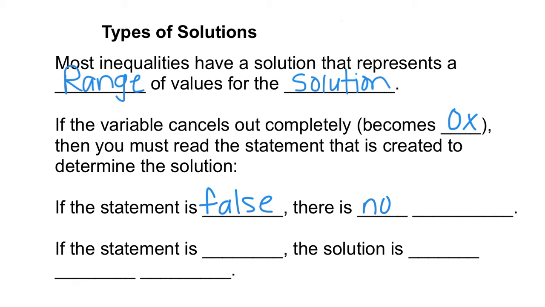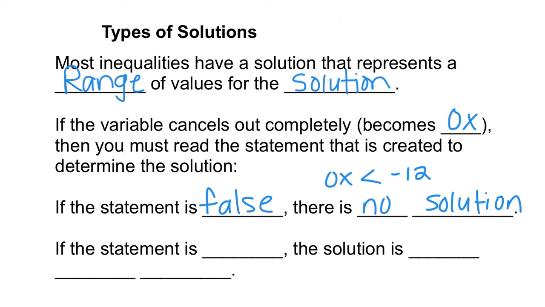And what I mean by false is this. If you have something like 0x is less than negative 12, we know that 0 is not less than negative 12. This is a false statement. So because that statement is false, this inequality has no solution.